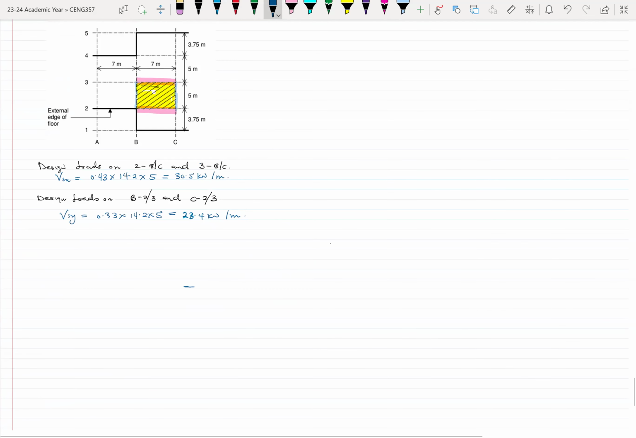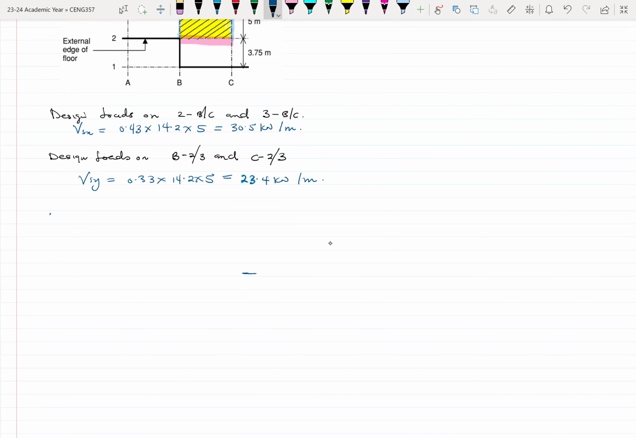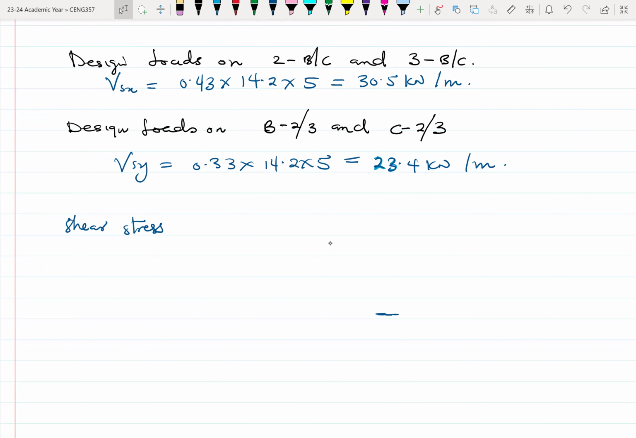All right. So let's look at the shear stresses. So let's start with the Vsx. So everything is just like whatever we did with the beams when we were looking at the shear. So the maximum shear stress v will be equal to Vsx over bd. Okay. And this will be 30.5 times 10 exponent 3 over the b, which is 1,000, times a d of 150. And this will give us 0.2 newtons per millimeter squared.